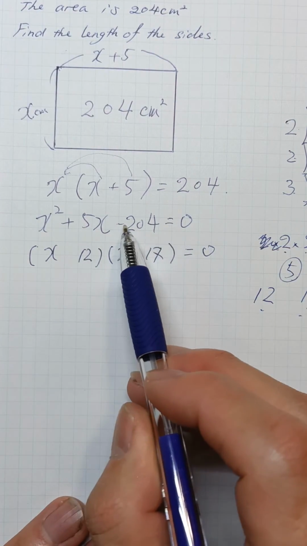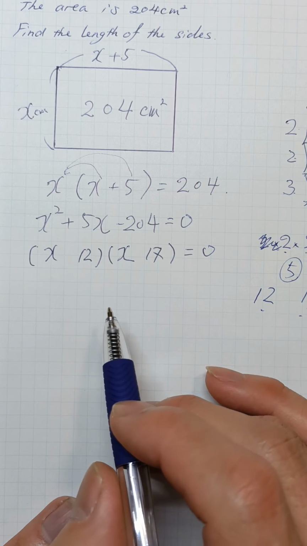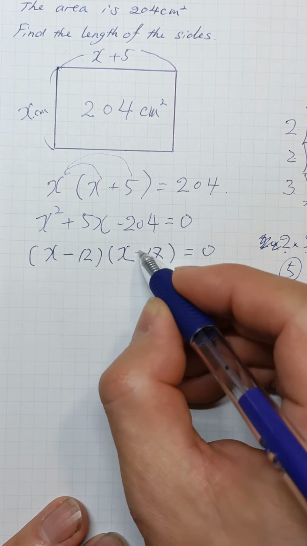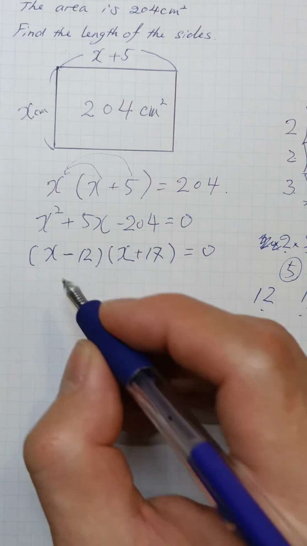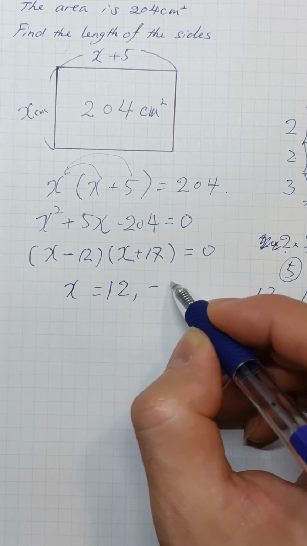However, there is a negative here. Which number do we have to put the negative on? This one, isn't it? Then the answer is x equals 12 and negative 17.